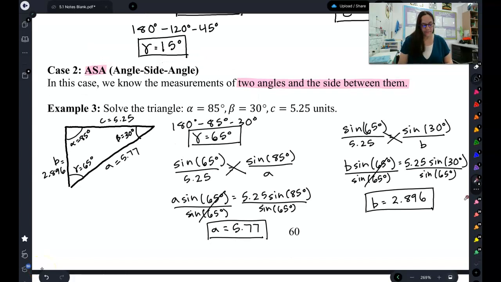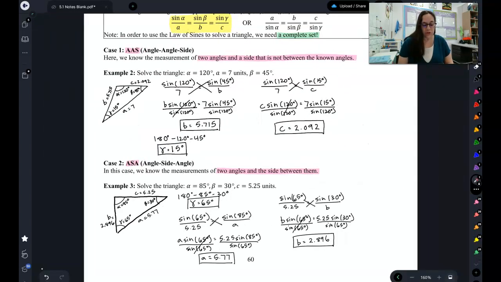Let's check your work. So I solved for A, I got 5.77. Then I used the pair I started with and the pair for B. To solve for B, I got B is 2.896. Notice I solved all the angles, all the sides, so I solved all the triangle. So that is our first two cases with law of sines, angle, angle, side, and angle, side, angle. We have one more case to do with law of sines, which is side, side, angle. It gets a little more complicated though, so we're going to save that for the next video.